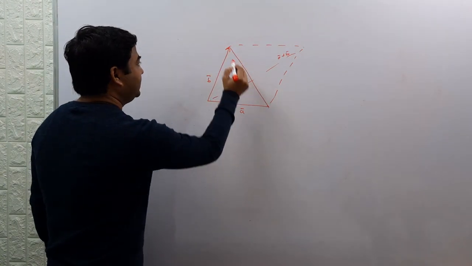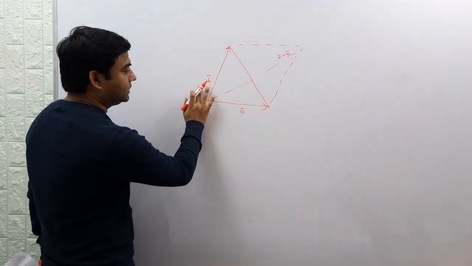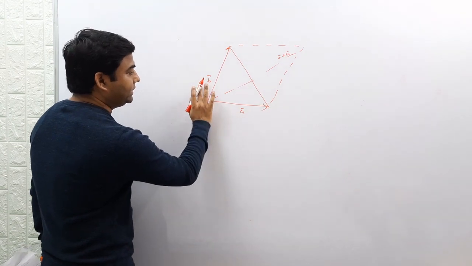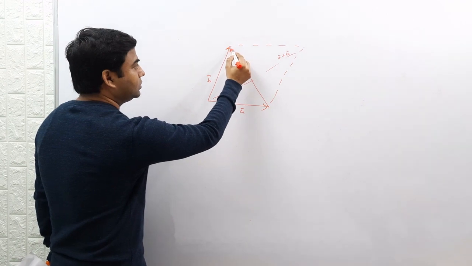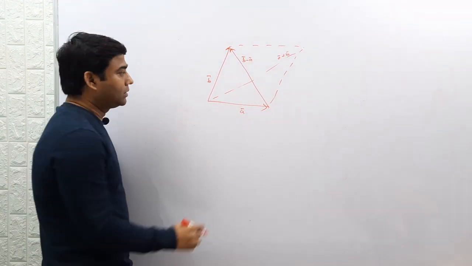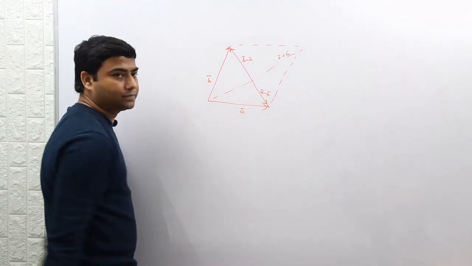This is vector b, this is vector a. If you are finding a minus b, then the head of this vector will be towards a. If you are finding b minus a, then the head will be towards b. So this is vector b minus a. And this is vector a minus b.